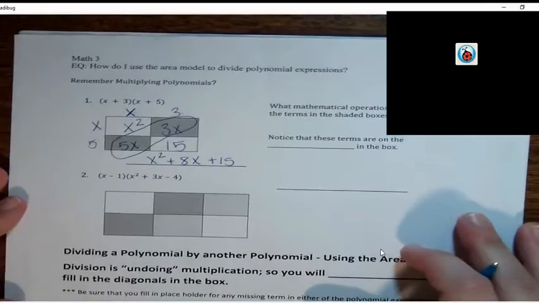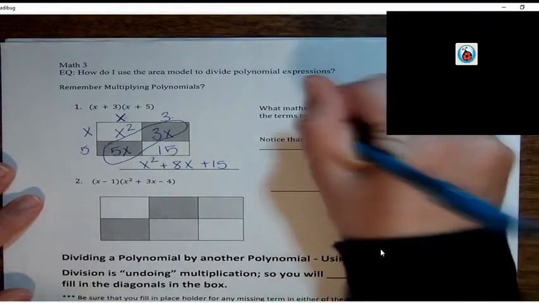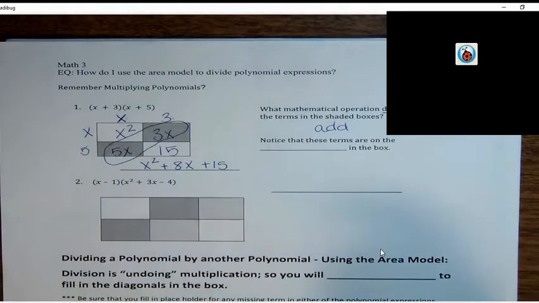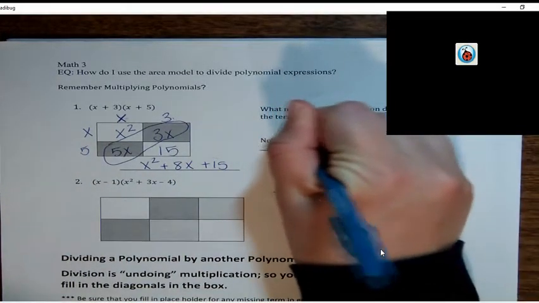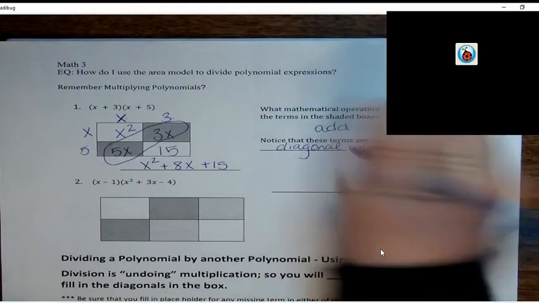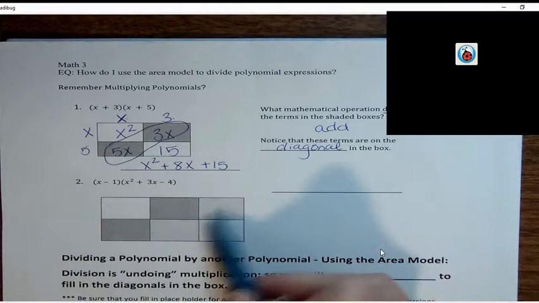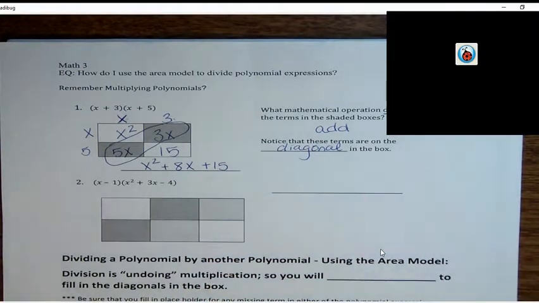Sorry, the little ladybug symbol's in the way. And what it's basically just saying is that we add. Okay, we added those like terms. And it says, notice that these terms are on the diagonal in the box. So notice that all of our diagonals are shaded different colors in this, and that's going to be key to figuring out our like terms.